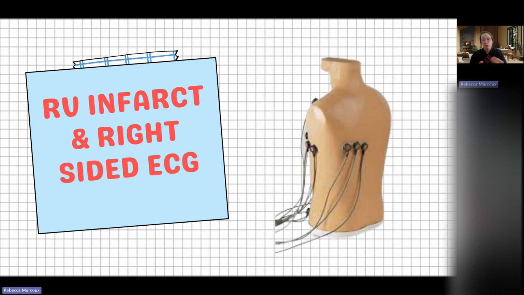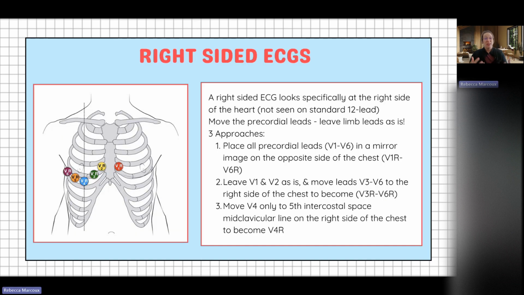So the first thing we're going to talk about is a right ventricular infarct and right-sided leads. A right-sided ECG is exactly what it sounds like. It's looking specifically at the right side of the heart because we don't see this on a standard 12 lead. When we're doing right-sided leads, we move the precordial leads, V1 to V6 or some amount of those leads, which we'll talk about, but we leave all of our limb leads as is. So we keep the right arm, right leg, left leg as is, and we move our precordial leads.